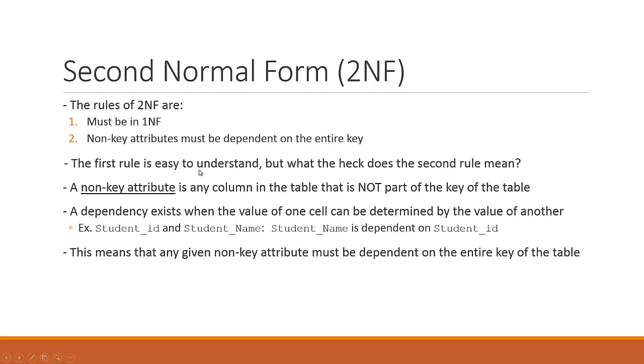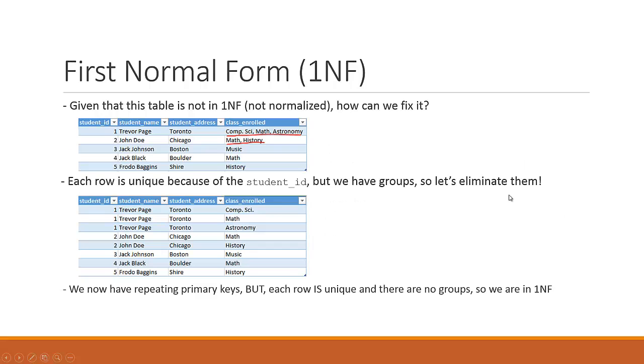The first rule is easy to understand because hopefully you understand what first normal form is, since we just talked about it. But what the heck does this second rule mean? First, let's define a non-key attribute. A non-key attribute is a column in the table that is not part of the key of the table. So again, a non-key attribute is any column in the table that is not part of the key of the table. Let's go back one slide just to illustrate that point.